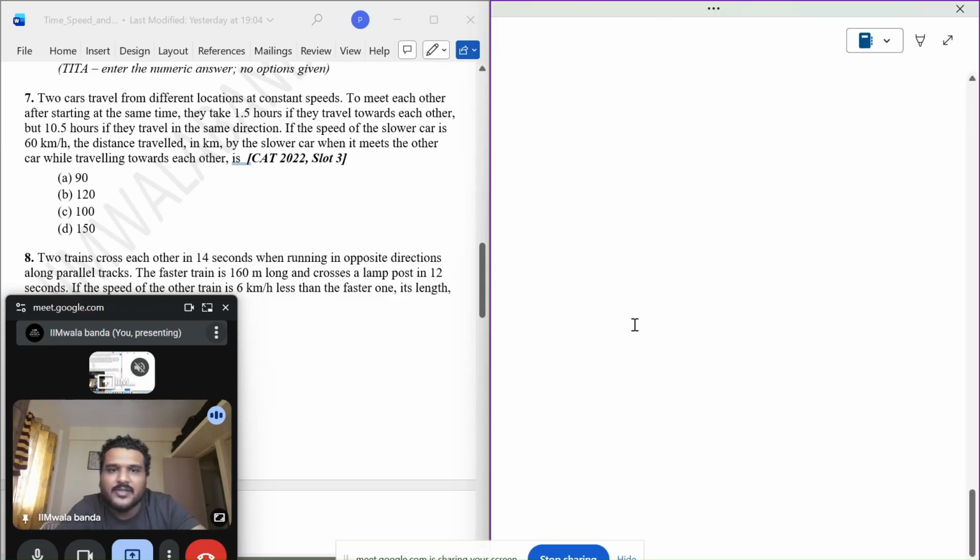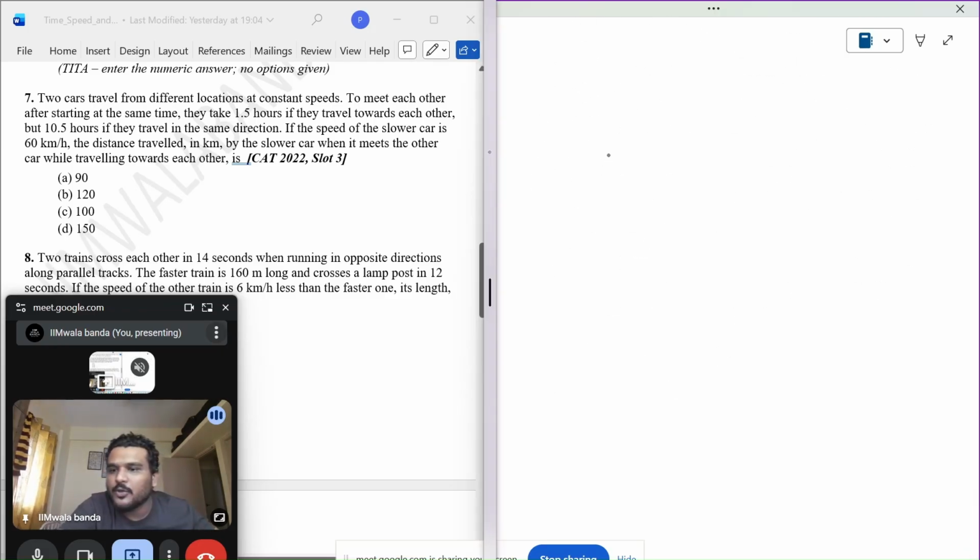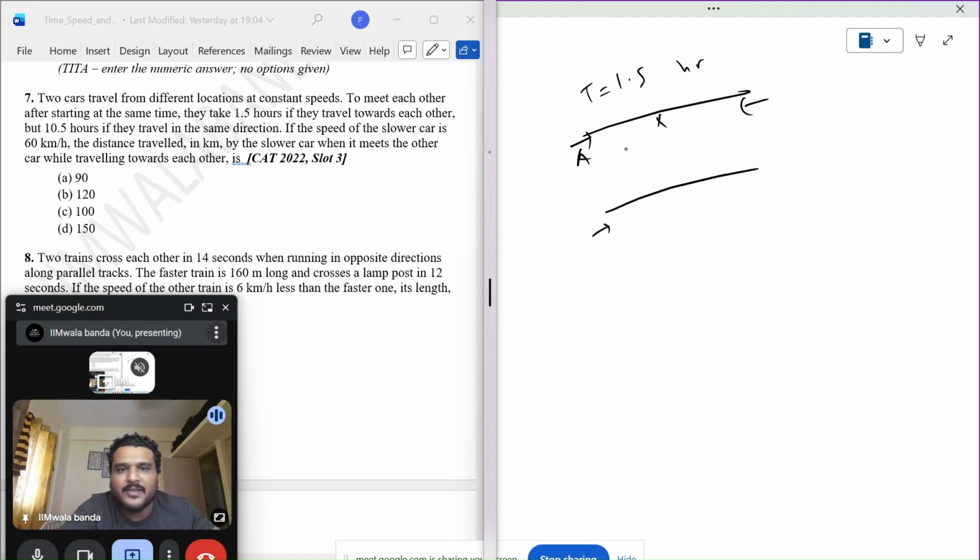Let's go. Question number 7. There are two cars. They travel from different locations at constant speed to meet each other after starting at the same time. They take 1.5 hours to meet if they travel towards each other, but 10.5 hours if they travel in the same direction. Let's say if they're traveling from different locations in the same direction, they take 10.5 hours. If they're traveling in the opposite direction, again A's speed has to be more so that they can reach somewhere here, and this time they're taking 1.5 hours.